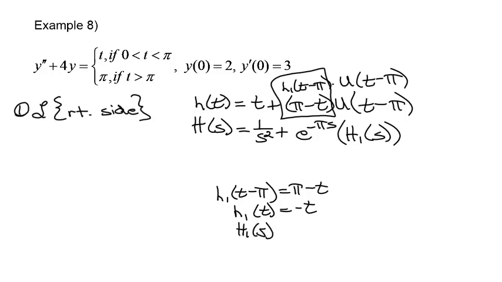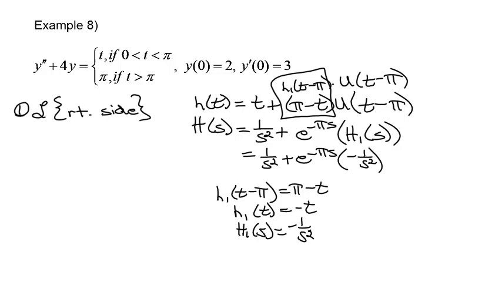That stands for the Laplace of that, and the Laplace of negative t was negative 1 over s squared. So now let's come back and let's finish this. This is 1 over s squared plus e to the negative pi s times negative 1 over s squared. Okay. So that's the first step.